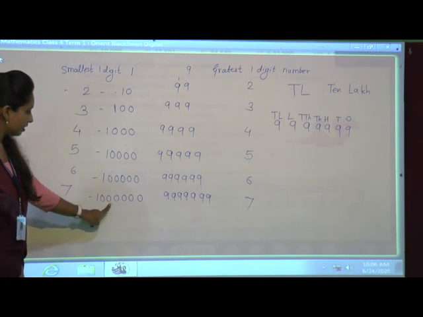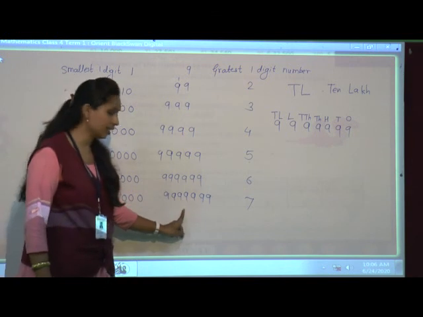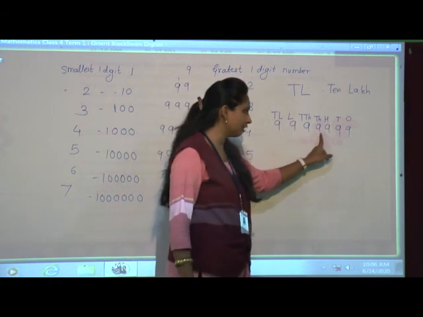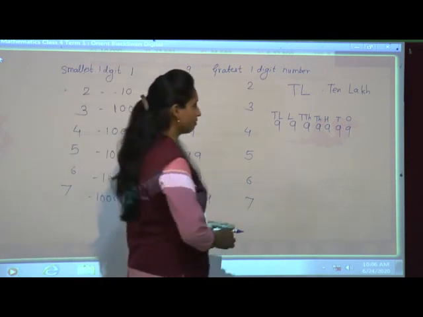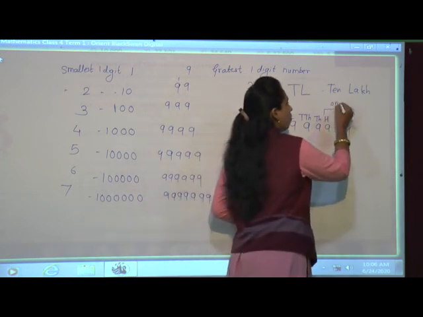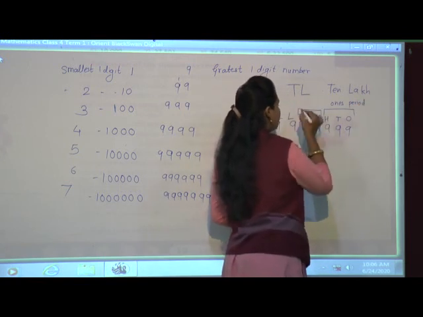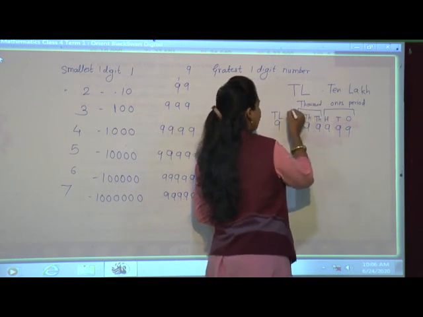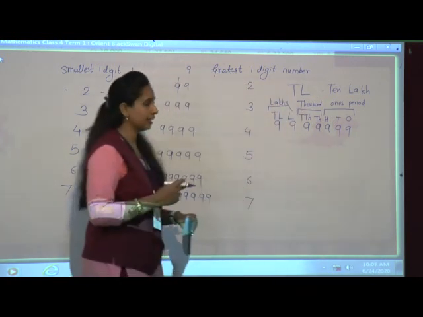See, the smallest 7 digit number is 10 lakhs, and the greatest 7 digit number is 99 lakhs 99,999. How to read it in the place value chart? Do you remember? The first 3 digits will come in the ones period, the second 2 digits will come in the thousands period, and the last 2 digits will come in the lakhs period. Okay, keep that in your mind.